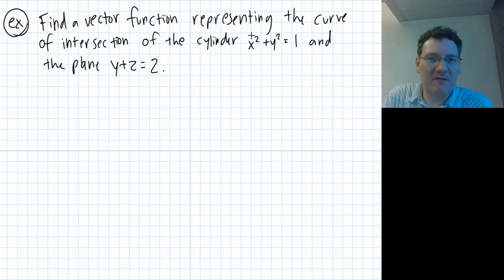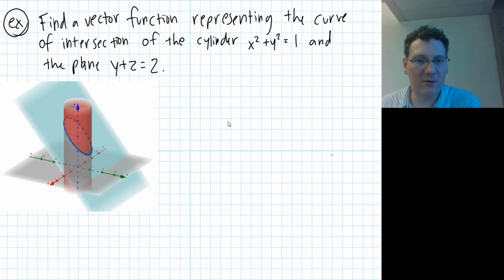So here we want to find a vector function representing the curve of intersection of the cylinder x squared plus y squared equals 1, and then the plane y plus z equals 2. And graphing it out, this is what this looks like. You can see the cylinder is going up on the z-axis. The plane is at this kind of tilt, so they intersect with an ellipse in 3D space.